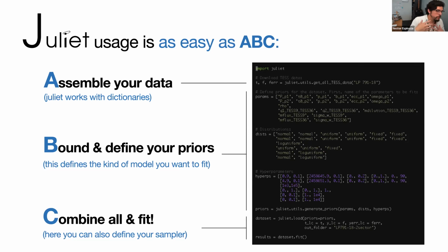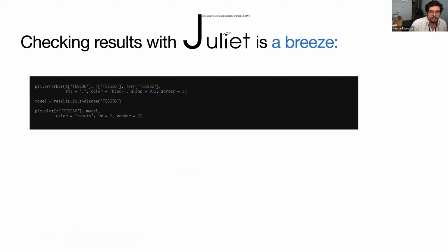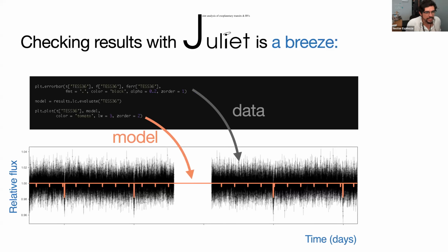Once you've performed your fit, checking those results with Juliet is also a breeze. It's basically 1 line of code. So suppose you did the fit, as I just showed you, and now you want to check the data and the fits. To do that, there are these 3 lines of code. Only 1 line of code is from Juliet, which is the middle one. First I plot the data. The middle one just evaluates the light curve results from your fit, so it's results.lc.evaluate. You can evaluate the model from, in this case, the sector 36 data, and then you just plot that model. And that's it. It's just as easy as ABC.